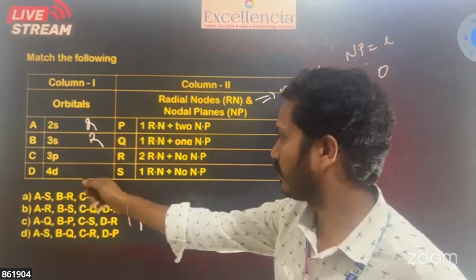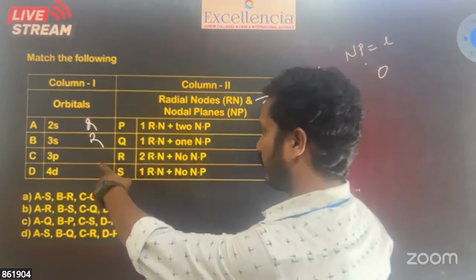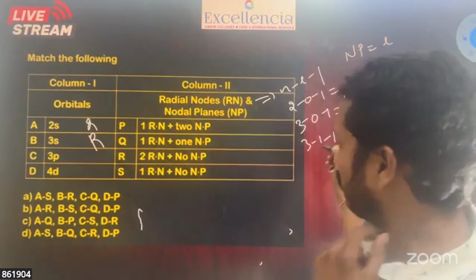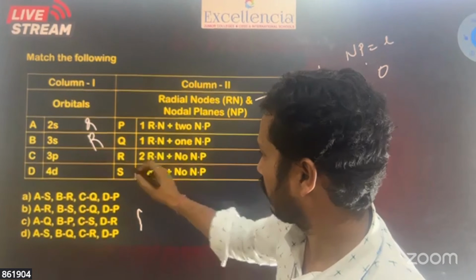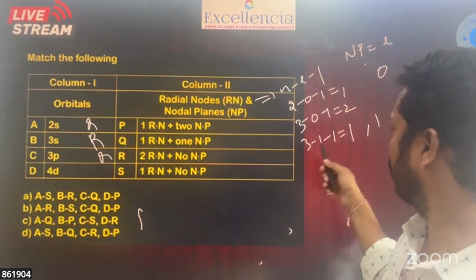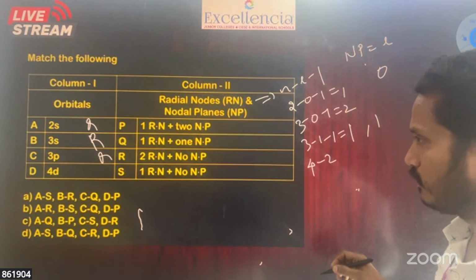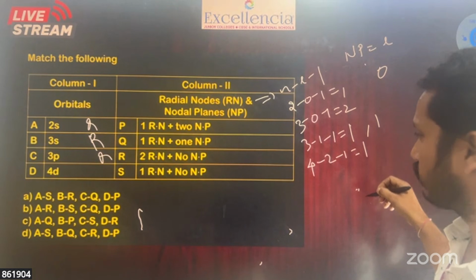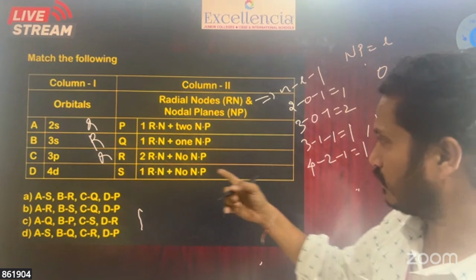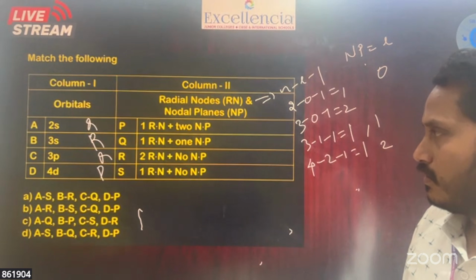For 3p, again 3 minus 1 minus 1, that is 1, and for p, the l value is 1. So that's why 1 radial node and 1 nodal plane. This is again matching with Q, 1 radial node and 1 nodal plane. 4d: actually 4 minus l value 2 minus 1, again it is 1, and nodal planes again l value 2. So 1 radial node and 2 nodal planes, this comes as Q. Okay, so like this.